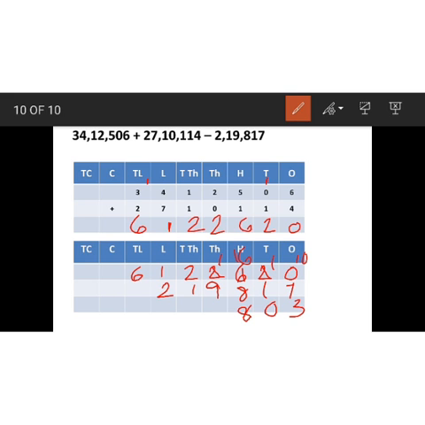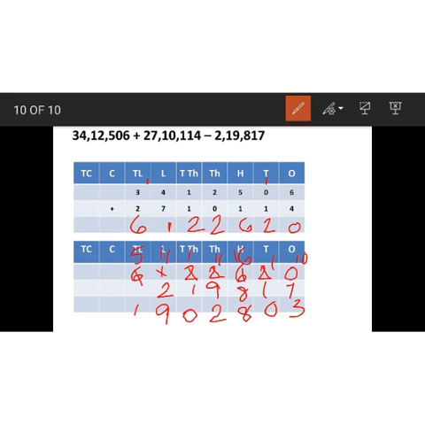Then here it is 1, so we have to borrow from the left. Here again it will be 1 here and here it will be 11. 11 minus 9, it will be 2. 1 minus 1, it will be 0. 1 minus 2, we can't do that, so we have to borrow from the left. So here it will be 5 and here it will be 11. So 11 minus 2, we get the answer as 9.